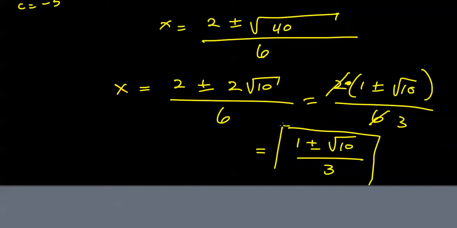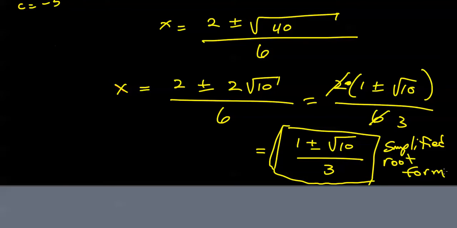This represents 2 solutions. We could get decimal approximations if we use our calculator to approximate the square root of 10. But I say this answer is fine. Again, this is what I call my answer in simplified radical form, or what I like to say, simplified root form. Okay, 1 plus square root of 10 over 3, or 1 minus square root of 10 over 3.